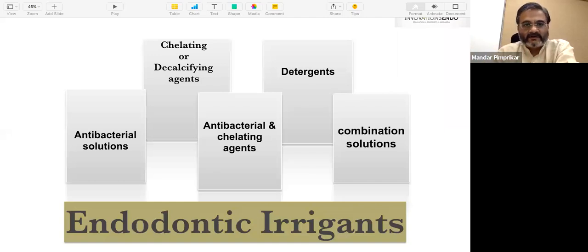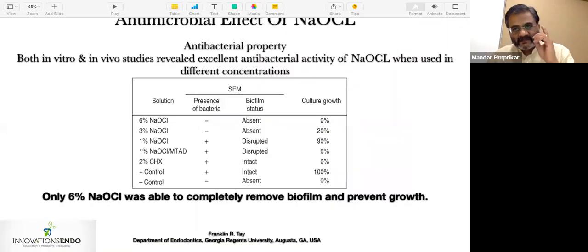So coming to the topic, that is irrigants. What irrigants are available to us? We have antibacterial solutions. We have decalcifying or chelating agents. We have antibacterial and chelating agents in combination. We have detergents added to it, and we have some combination solutions available to us. But till the time we find something else, sodium hypochlorite is going to remain an indispensable solution in endodontics, for the simple reason that only 6% hypochlorite was able to remove the biofilm and prevent its growth.